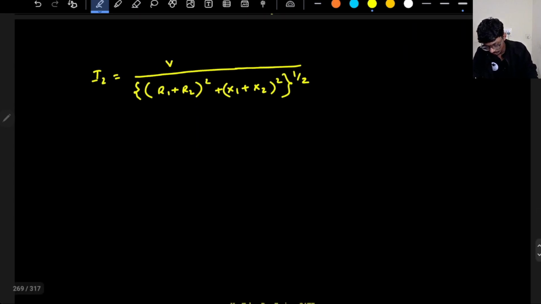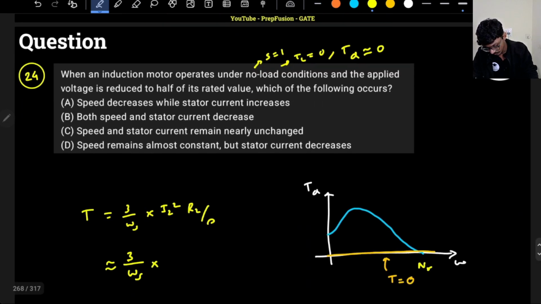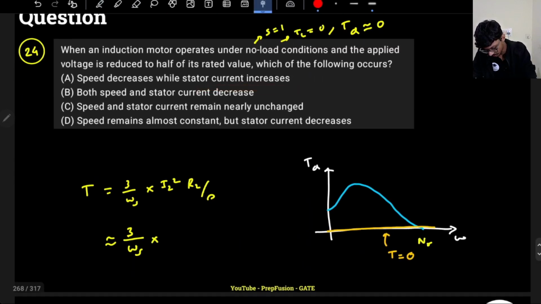Okay. So from here what I can say is I am having the voltage. All these are constant because R2 by S, and R2 is almost equal because slip is 1. So if the voltage is getting reduced to V by 2, then the current also will be halved. Current will reduce, that is for certain. So speed decreases and stator current increases, no, this is not a possible answer. Both speed and stator current decrease, this can be a possible answer. Speed and stator current remain nearly unchanged, no, current will reduce. But speed remains constant, stator current reduces, this also can be a possible answer.